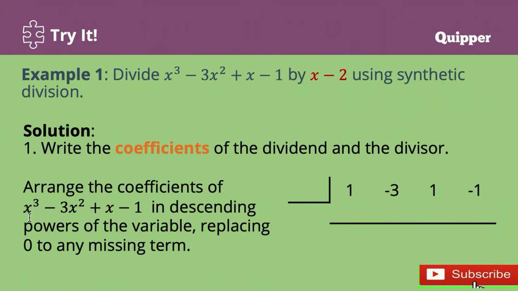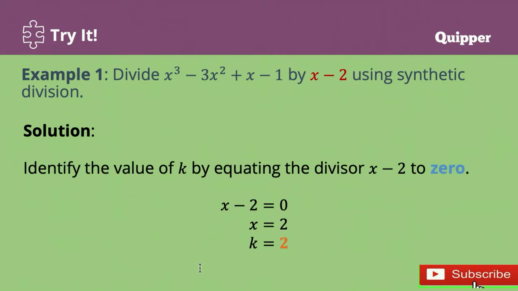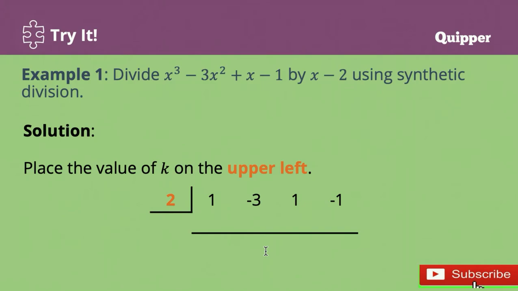In the cubic part, the numerical coefficient is 1. For the quadratic term, the numerical coefficient is negative 3. For the linear term, the coefficient is 1. And for the constant term, it is negative 1. Then we need to find the value of k by equating the divisor x minus 2 to 0. So x minus 2 is equal to 0 and x is equal to 2. That 2 is the value of k. Place the value of k on the upper left, this one.